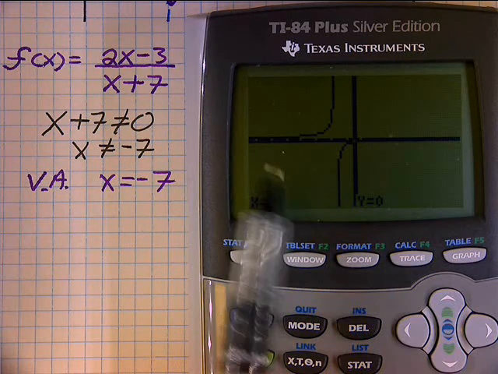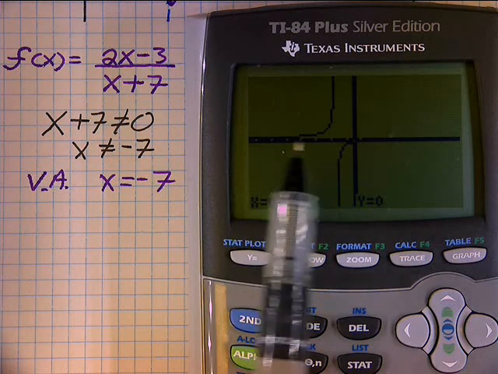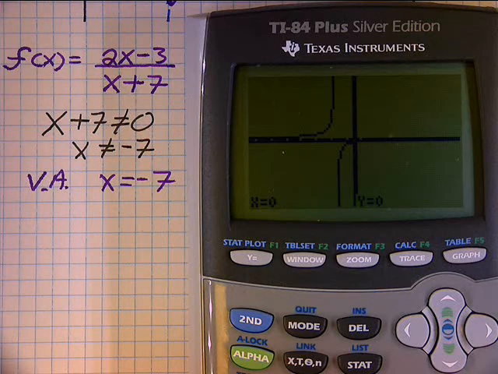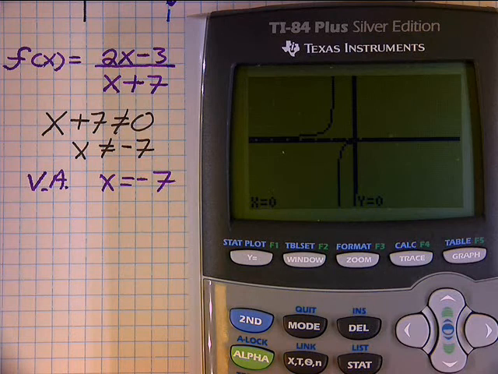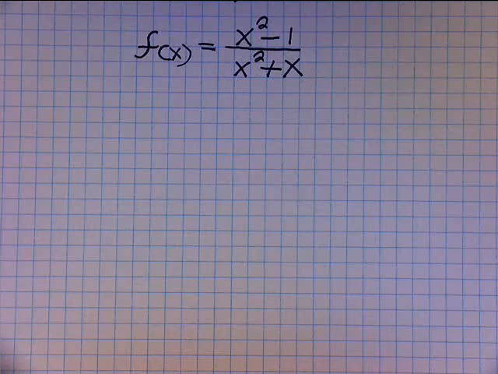And notice, as I approach from the left, my graph shoots up towards positive infinity. As I approach from the right, my graph shoots down to negative infinity. If I try to push the trace button and enter the number -7 for my x value and hit enter, you'll notice it does not produce a y value because that's not in the domain of the function. I have that barrier, that vertical asymptote at x equals -7.